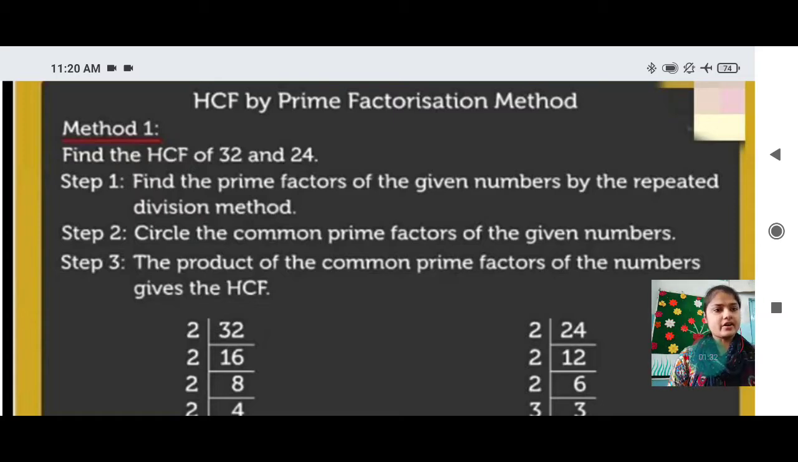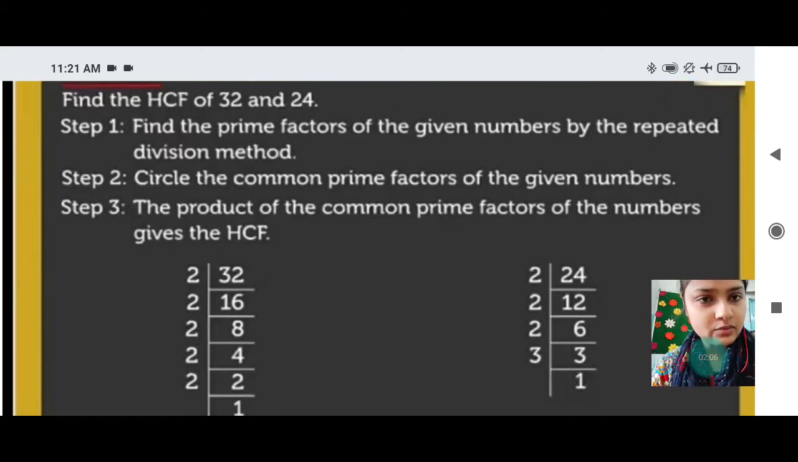See, some of the steps are written here. With these steps we can find the HCF by the division method. The first question is: find the HCF of 32 and 24. Step by step, first we will see what we have to do. Find the prime factors of the given numbers by the repeated division method. Circle the common prime factors of the given numbers. The product of the common factors gives the HCF. Now let's move on with this.